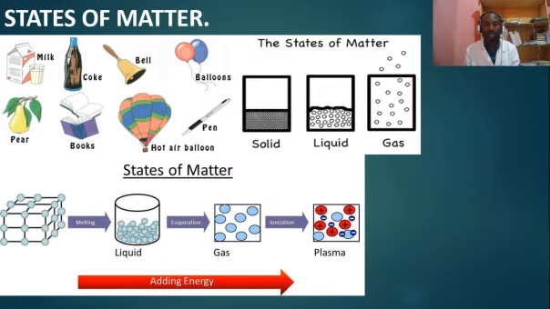Now, is there a possibility to take the gas back to the liquid? Yes. We are coming to see that the process is called condensation. You can condense the gas back to liquid.